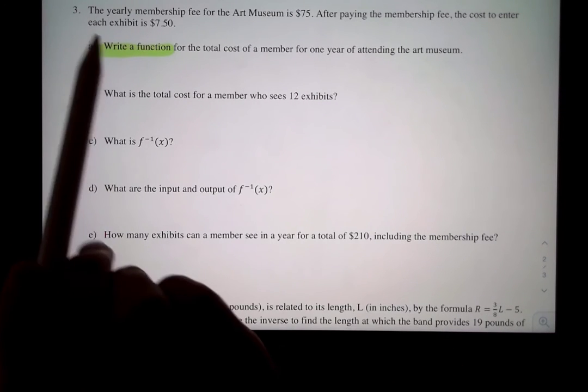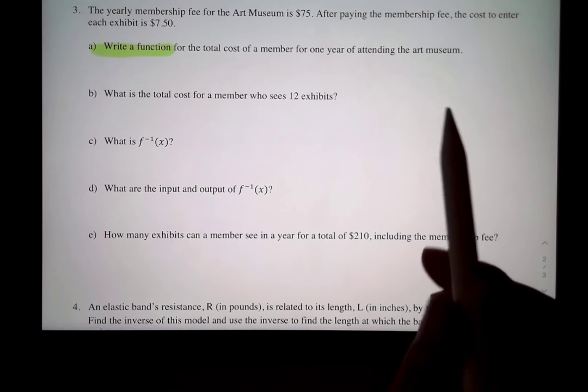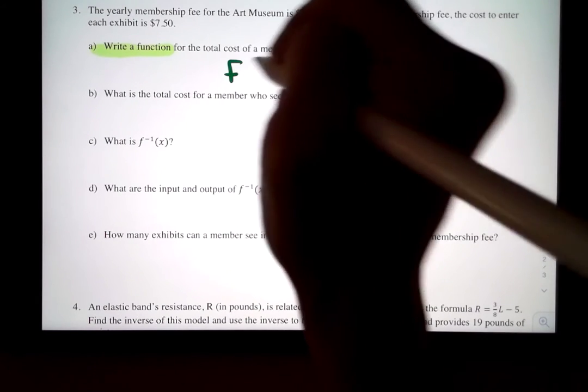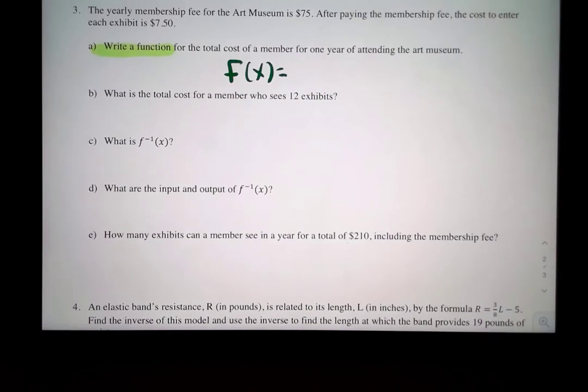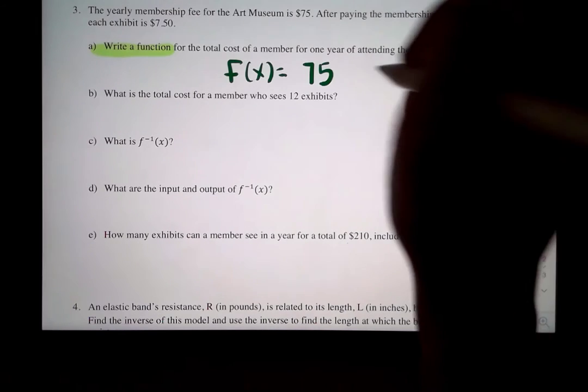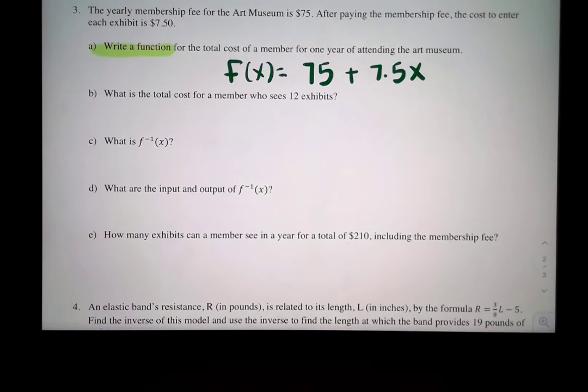When you look at the question, it says the yearly membership fee for the art museum is $75. After paying the membership fee, the cost to enter each exhibit is $7.5. So you need to pay $75 anyway, and each time you pay $7.5, right? So my function f of x will be $75, which you need to pay, and each time you pay $7.5, like this.